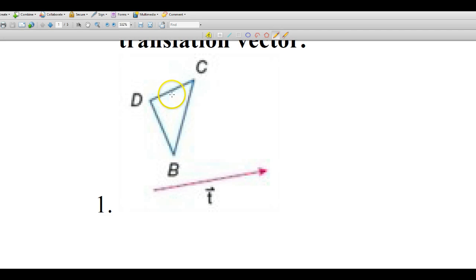This is lesson 9.2, translations. Number 1, copy the figure and the given translation vector, then draw the translation of the figure along the translation vector. So the process for this is to start by drawing a line through each vertex parallel to the given vector.